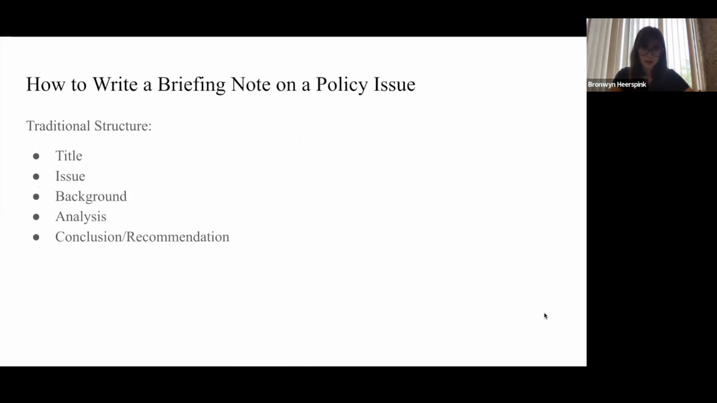When we're writing a briefing note on a policy issue, there's a traditional structure that you will encounter. That's the title, the issue, the background, the analysis, and the conclusion or the recommendation. Sometimes you may encounter a different type of briefing note, for example, one that asks you to provide a summary of a topic. We're not going to focus on that one today, because that's a little bit less common, but we'll be focusing on the policy analysis briefing note. If you were to encounter that other briefing note, you would do the same thing, but you would cut out the analysis section and the conclusion and recommendation section.